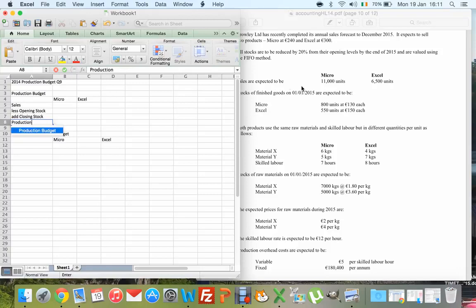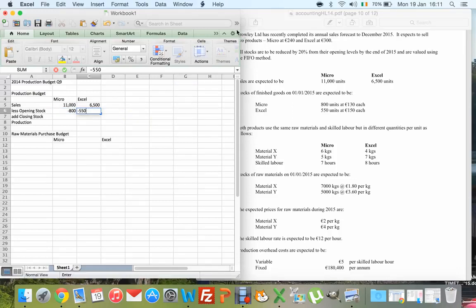So it says over here we're going to sell 11,000 units, so my sales is going to be 11,000 units of micro and 6,500 of Excel. My opening stock finished goods are 800 and 550, so that's minus 800 that I'm taking away because I've already made it, and take away 550 for the Excel because I've already made those.